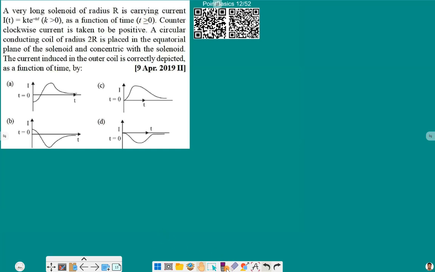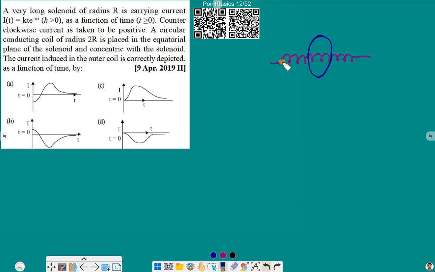So first of all, let's draw a diagram. We have a solenoid of radius r. So suppose this is our solenoid of radius r, and then we have a coil of radius 2r. So suppose this is our coil of radius 2r, which is concentric with the center of the solenoid.